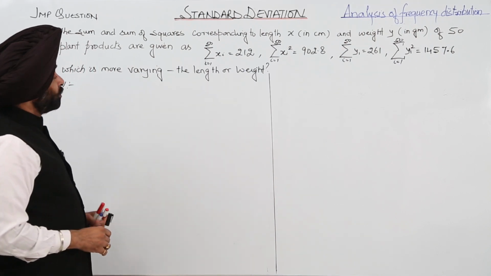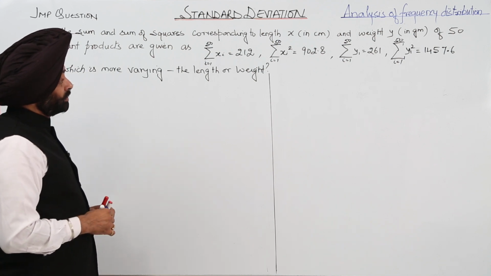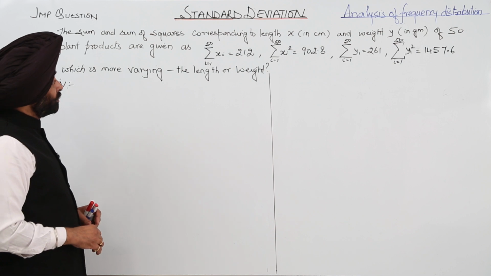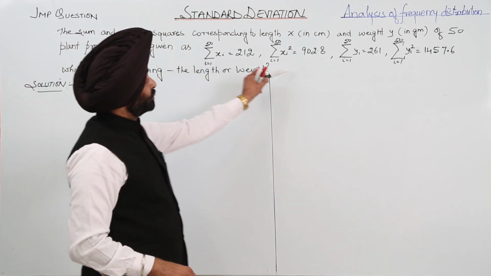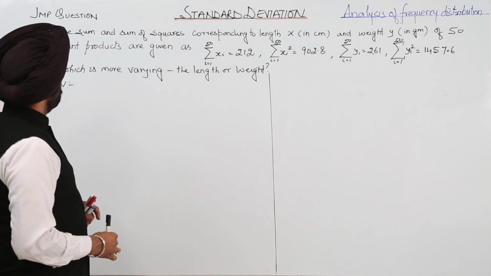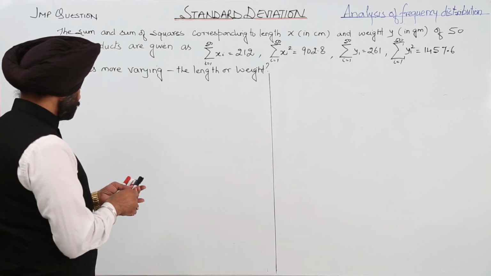The sum and sum of the squares corresponding to length x in centimeters and weight y in grams of 50 plant products are given as data. And what we have to find, again same thing, is which is more varying, the length or the weight.